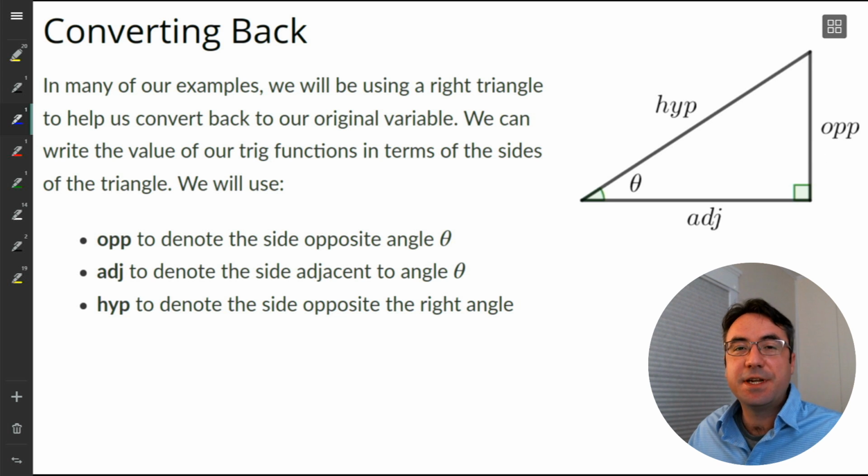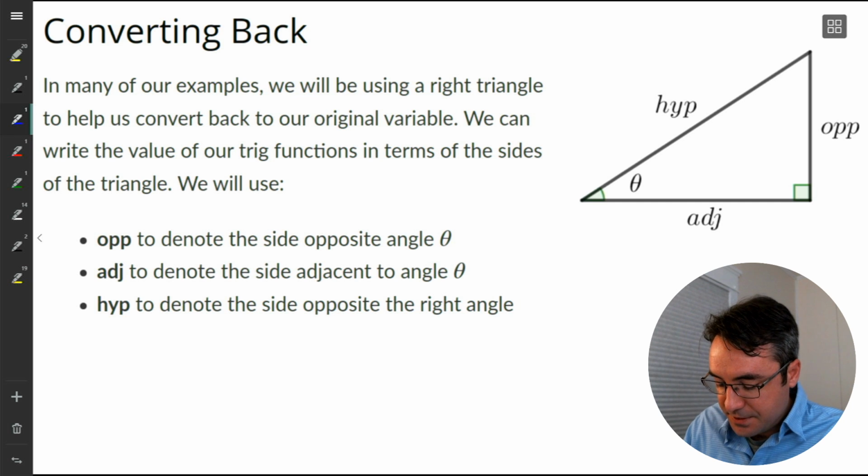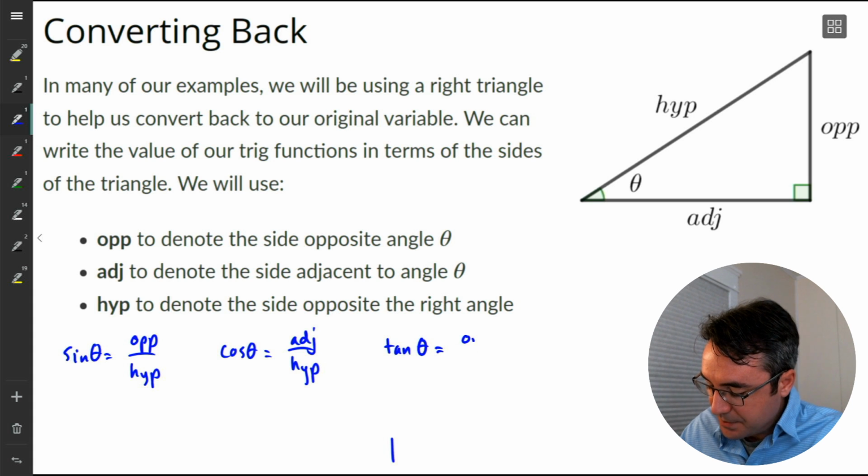All right, so why are we interested in a right triangle? Well, our trig functions can all be related to the sides of a right triangle. For instance, sine of theta is equal to the opposite side over the hypotenuse. Cosine of theta is equal to the adjacent side over the hypotenuse. And tangent theta is the opposite side over the adjacent side.